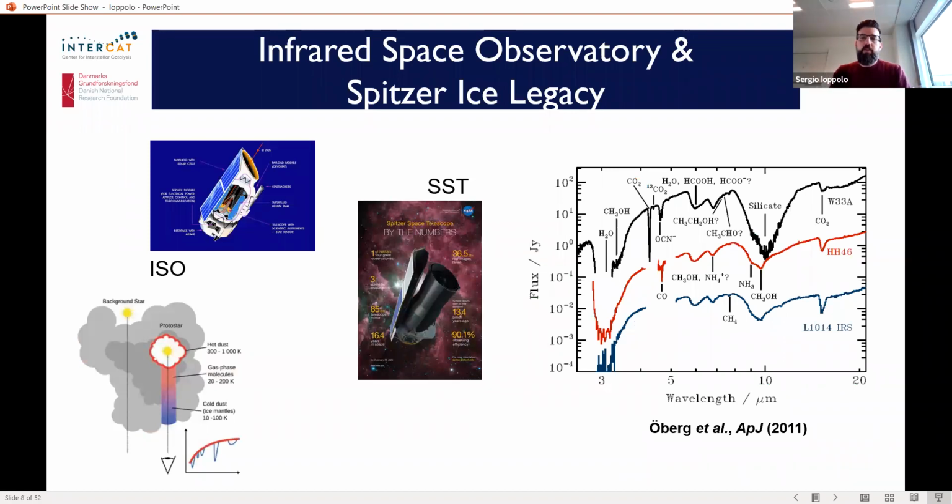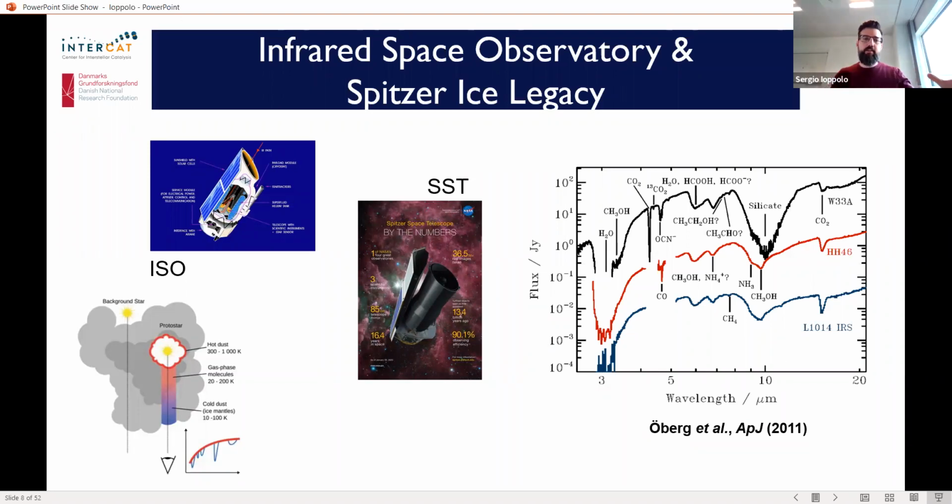So if we think about why we haven't been able to identify complex organic species in the solid phase, at least unambiguously, one of the few reasons why that's the case is because the way we observe molecules in the solid phase in space is with a source as a background. There could be a background star, a field star, or a protostar that is forming, that is behind the cloud where all this gas and ice is.